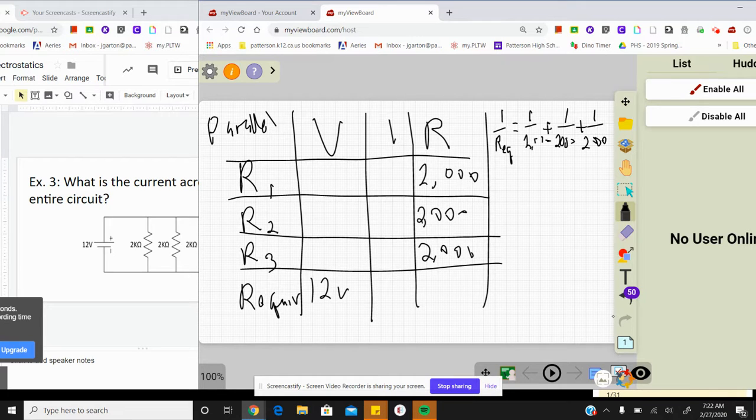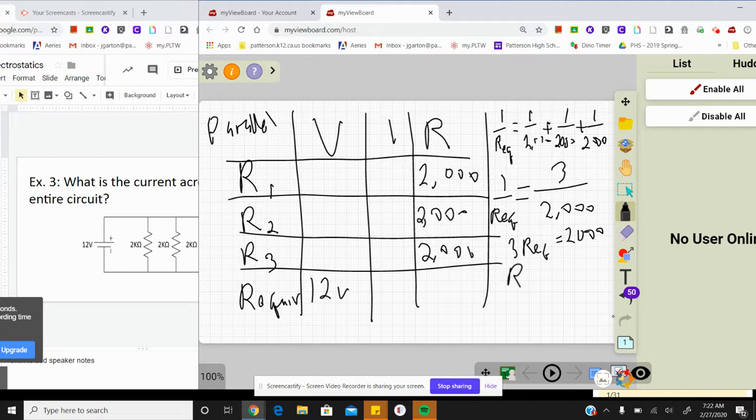Okay, I'm trying to get R equivalent all by itself. So they all happen to have a common denominator. So that is 2,000. Okay, adding the numerators, we get 3 over 2,000. And a lot of people say, ooh, I'm done. But you are not, because R equivalent is still in the denominator. So to solve, you're going to do your cross multiplication, your butterfly, whatever you call it. So I have 3 R equivalent is going to be equal to 2,000.